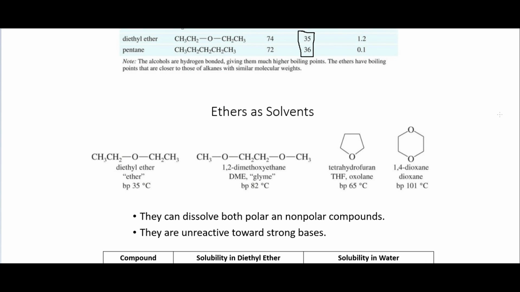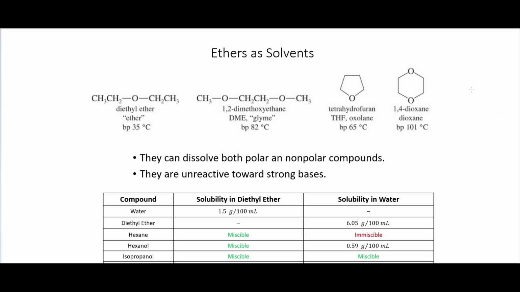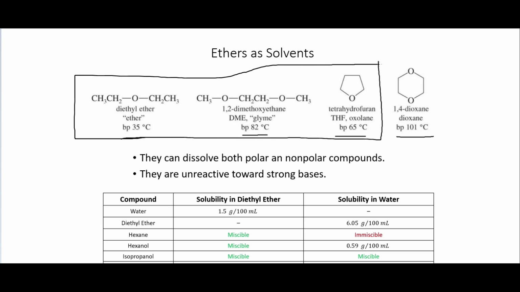And so ethers are often used as organic solvents. Some popular ones are the diethyl ether that's used a lot in organic chemistry. We also have the 1,2-dimethoxyethane or DME and tetrahydrofuran, and you sometimes see 1,4-dioxane. I personally have used the first three of these before, but I've never used the 1,4-dioxane. Ethers are nice because they can dissolve both polar and nonpolar compounds, and they are unreactive towards strong bases.